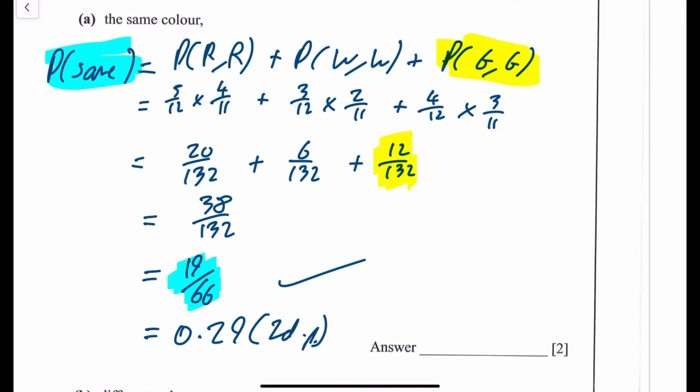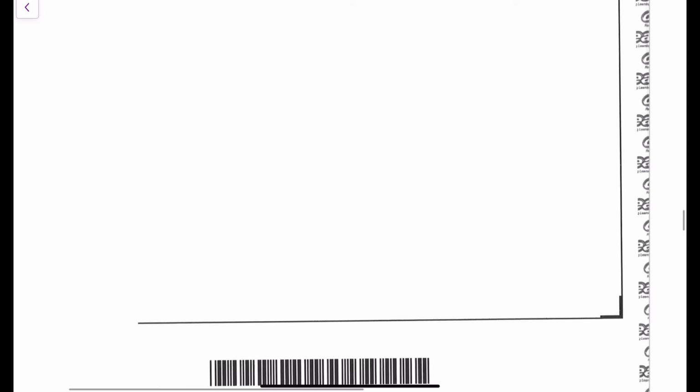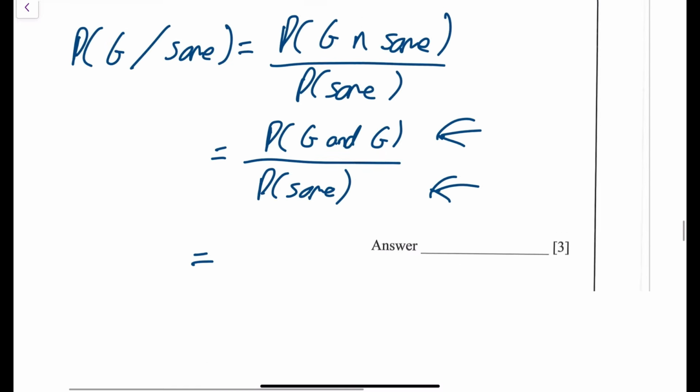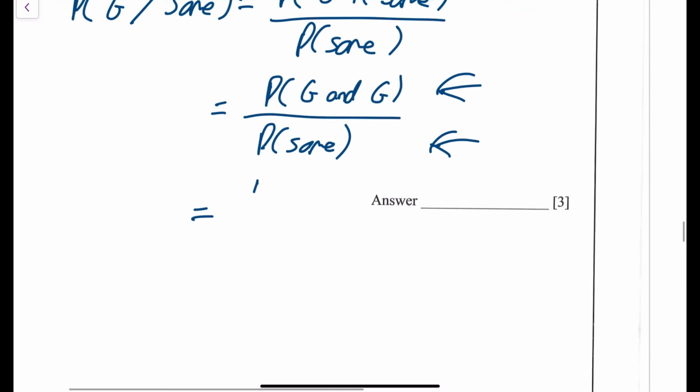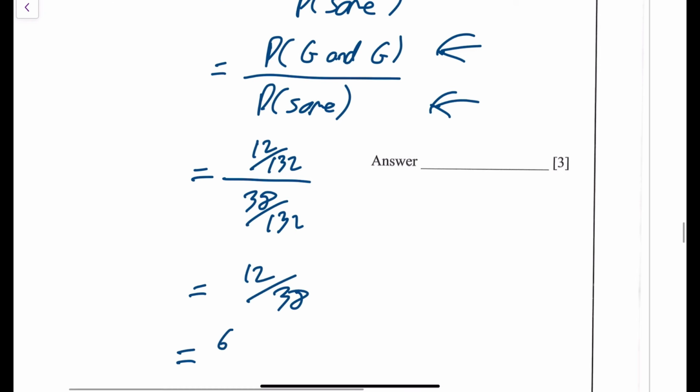Not, in fact, we'll not do it that way, we'll do it another way. We'll leave it as 38 over 132. So 12 over 132 and 38 over 132. So we'll remember that, okay, hopefully. Let's see where we are. So green and green was 12 over 132 over 38 over 132. And if you file that into your calculator, it's the same as just 12 over 38, which cancels down to be 6 over 19.